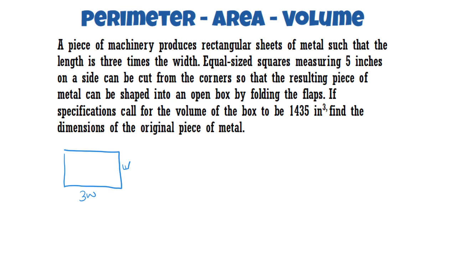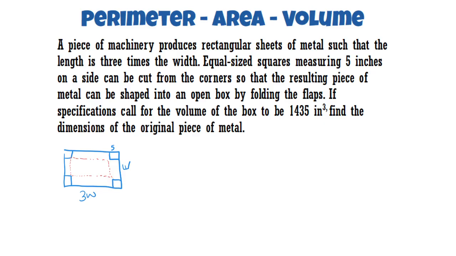Now, let's see, equal size squares measuring 5 inches on each side can be cut from the corners. Remember, we're going to cut out this corner and this corner, and we know that these are 5-inch squares, so this is a big old piece of metal. These little squares are gone, and you're going to fold up all the tabs, and it's going to create this box that does not have a top on it, just an open box.